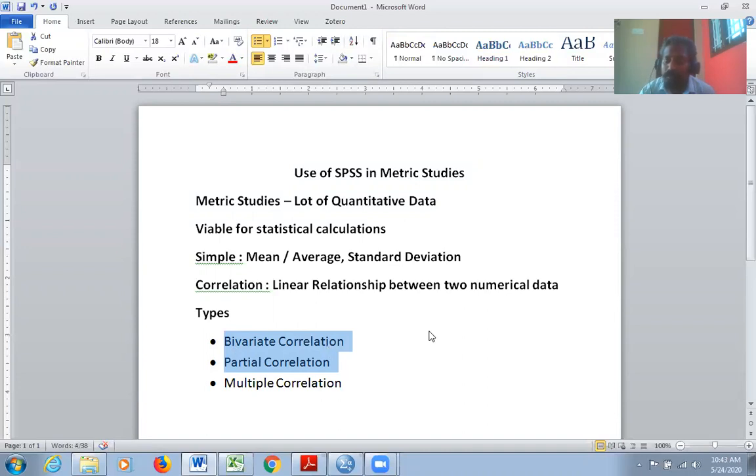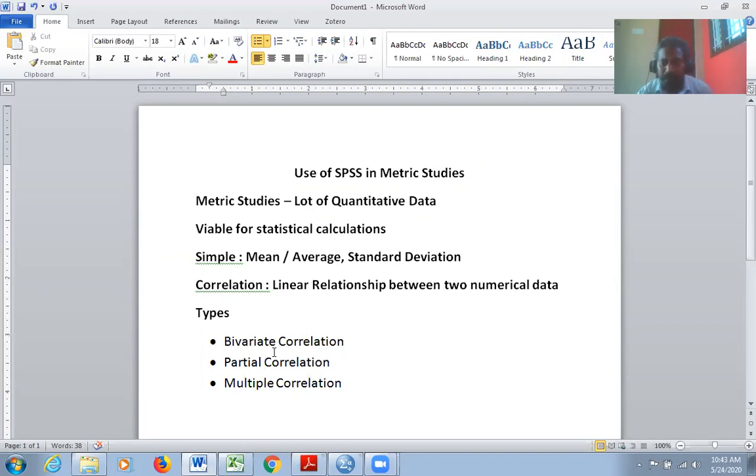See, bivariate correlation talks about the existence of linear relationship between two variables. And in partial correlation, instead of two values, we take three values. You take three variables, three sets of numerical data, but you will analyze the existence of relationship between two variables, controlling the effect of the third variable. See, for example, we have number of papers published over a period of time, number of total citations received, a number of self-citations received. These are three different variables.